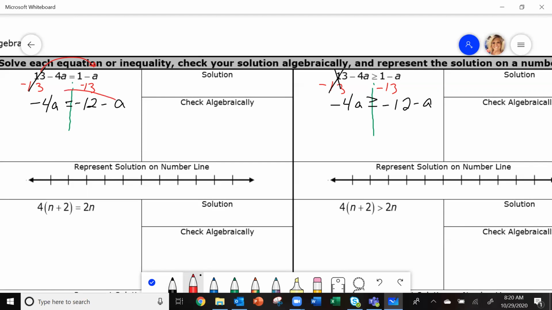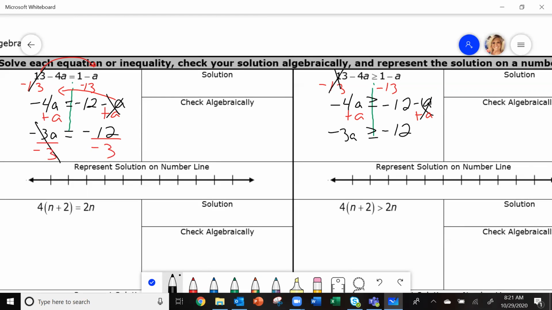Now I need to move this a to the other side. So I need to add a to each side. Same thing with my inequality. This becomes negative 3a equals, the a's cancel here, negative 12. Negative 3a greater than or equal to negative 12. Now you're going to divide by negative 3. When I divide by negative 3, that makes a positive a equals 4.